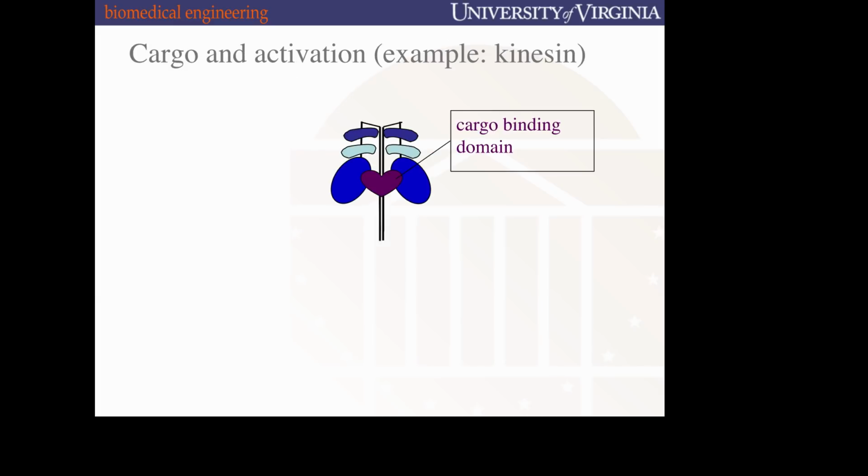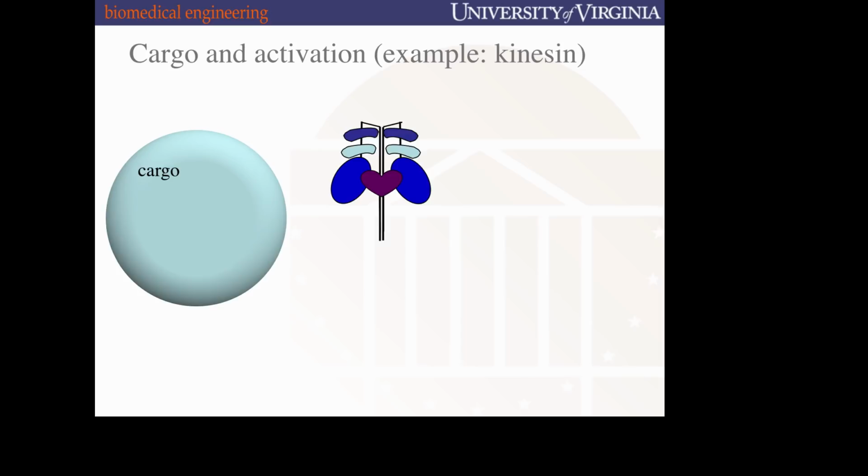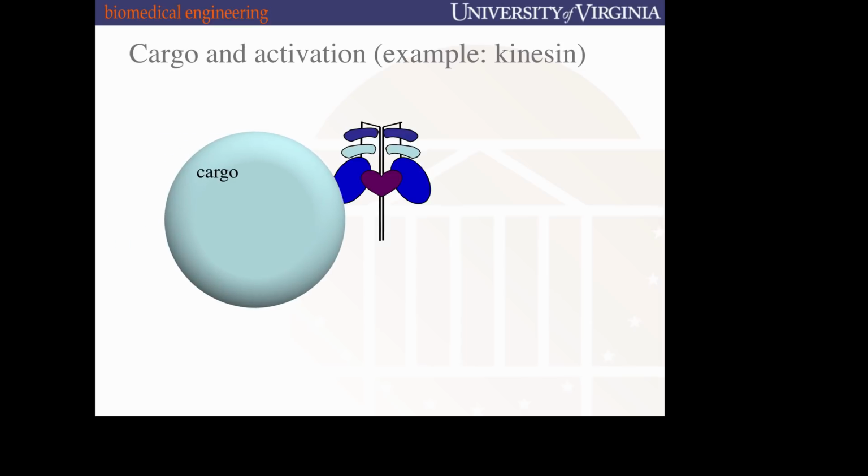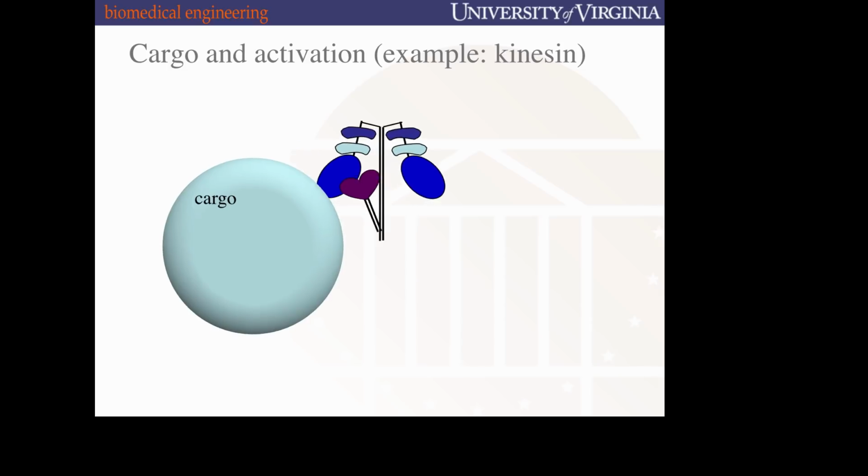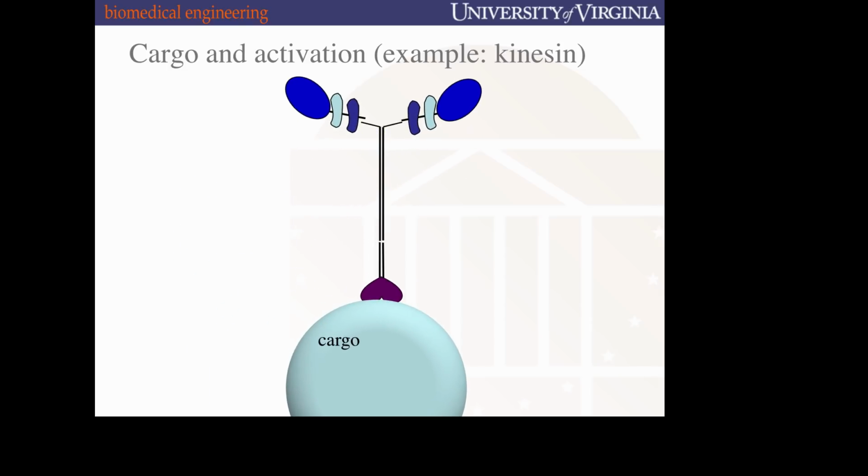There are other examples, in this case of kinesin, where cargo rather than phosphorylation can cause these events. So in this case, you have a vesicle. The vesicle binds the cargo binding domain, and that binding of the cargo domain to its cargo yields a massive conformational change which positions the motor domains, right, the head domains of the motor protein in a configuration to bind, in this case, microtubules.